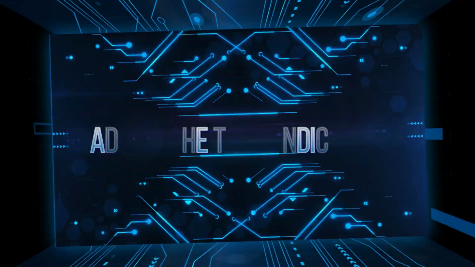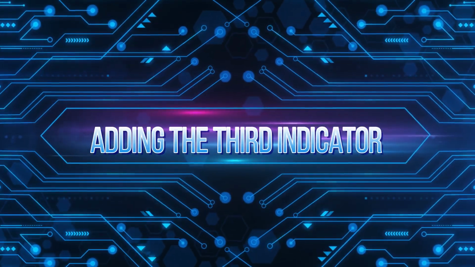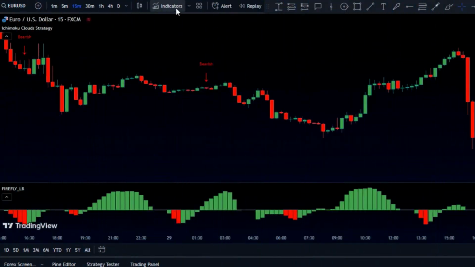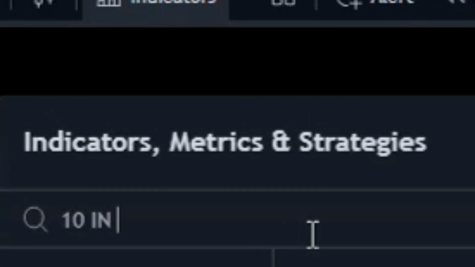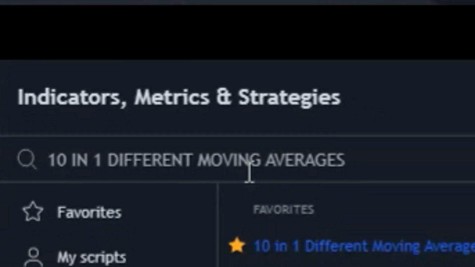And to get an accurate read on the market trend, I want us to utilize 3 moving averages. Here's the plan. Head to the indicator section and search for the 10 and 1 different moving averages. Select it and let's optimize it together.